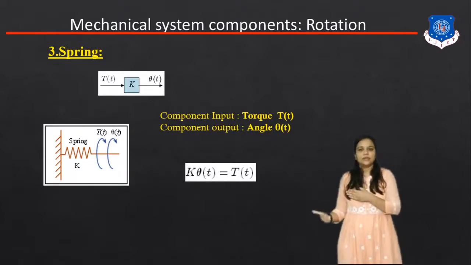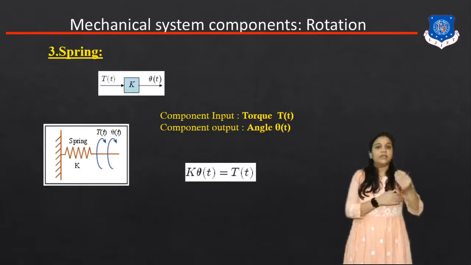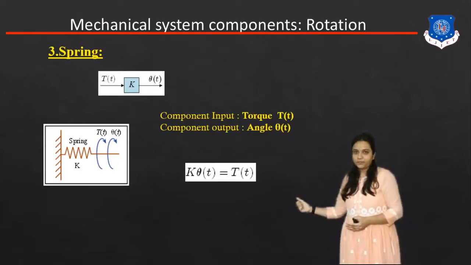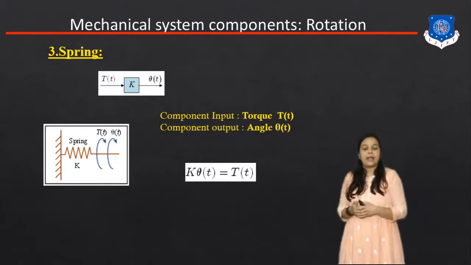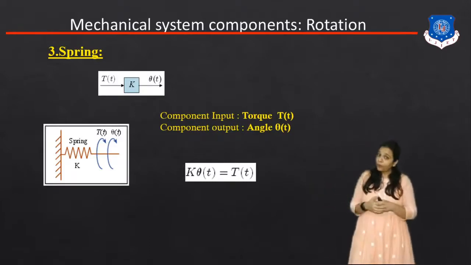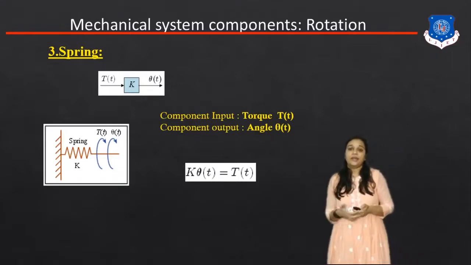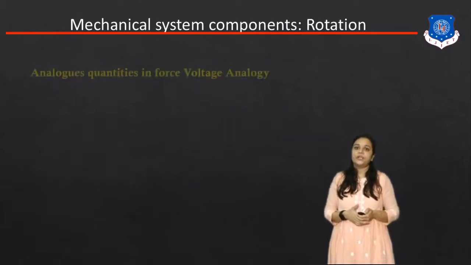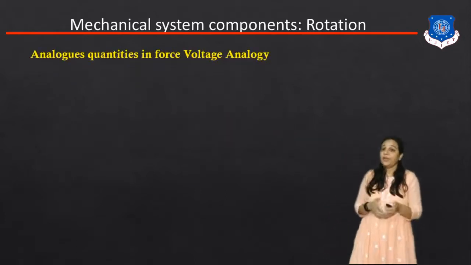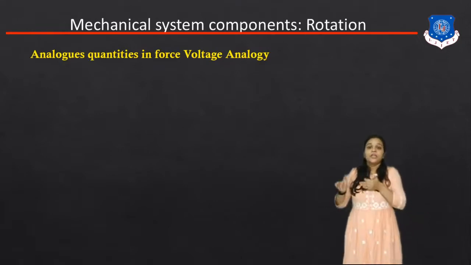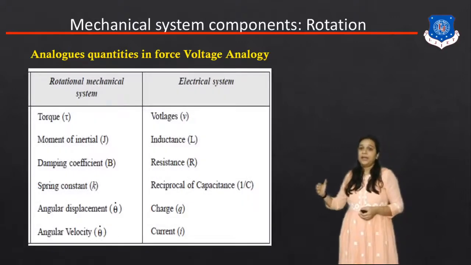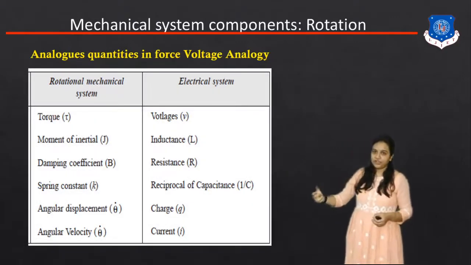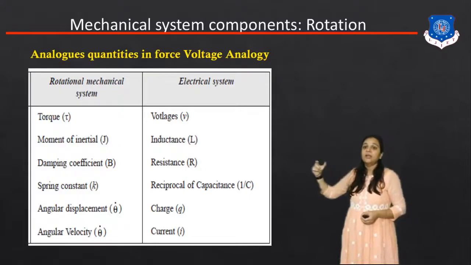So in the translation motion the input will be force, and in the rotational motion the input will be torque. In the translation motion the output will be in the form of displacement, and in the rotational motion the output will be in the form of angular displacement, denoted as theta t. Now if we have to find the analogy using force voltage in the rotational motion, torque will be equivalent to voltage. This is the force voltage analogy.